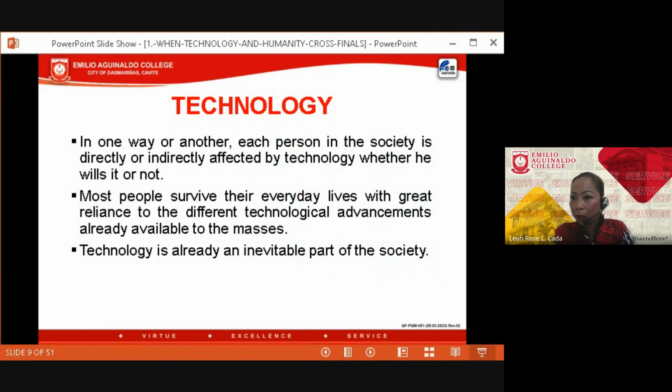Now, one way or another, each person in society is directly or indirectly affected with technology. And you have already elaborated this one when you made your essay, diba? About how technology affects you as an individual, as a student. What can you contribute to your country para magkaroon siya ng development. Of course, in our everyday lives, we survive because of technology. Kaya nga, when I asked you, would you be willing to give up technology, or at least can you give up technology? Okay, none of you said yes, you cannot give up technology kasi parte na yun ng buhay mo eh. So it already became an inevitable part of our lives.